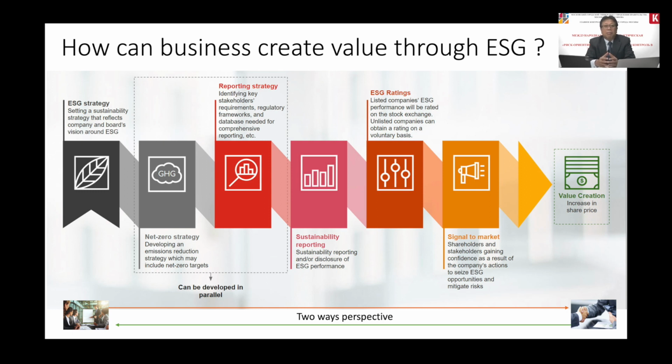Now, from the company's perspective, it should start from the ESG strategy of the company that reflects the company and board vision around ESG. So in this case, we put a note here that consists of two strategies in action: the net zero strategy, like developing an emission reduction strategy, which may include a net zero target, and the reporting strategy, where we need to identify key stakeholder requirements, regulatory framework, and database needed for comprehensive reporting.